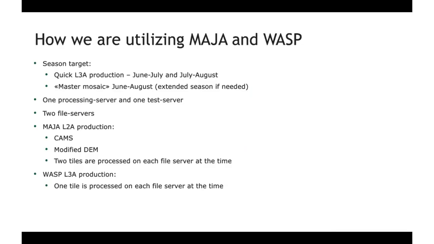All this is done on one processing server. We have one test server as well for updates of MAJA and WASP, and also 2 file servers. For the production of MAJA, we activate the CAMS, but we also work with a modified DEM, such that we replace the elevation model over Norway with the Copernicus DEM, for instance. So we are changing pixels of the Copernicus DEM. For the production, we do 2 tiles at a time on each file server, so in total 4 scenes are produced at the same time. And when it comes to the WASP production, we do 1 tile at a time on each file server.